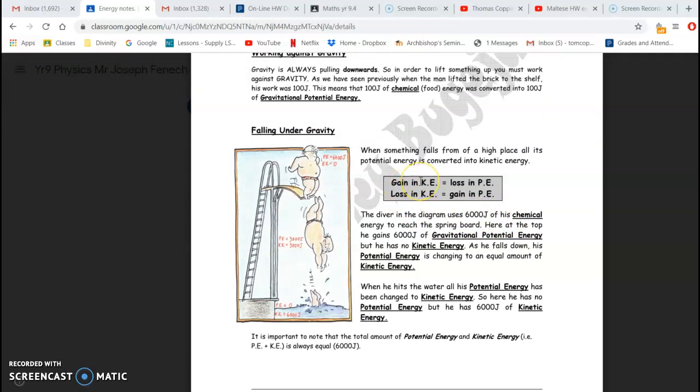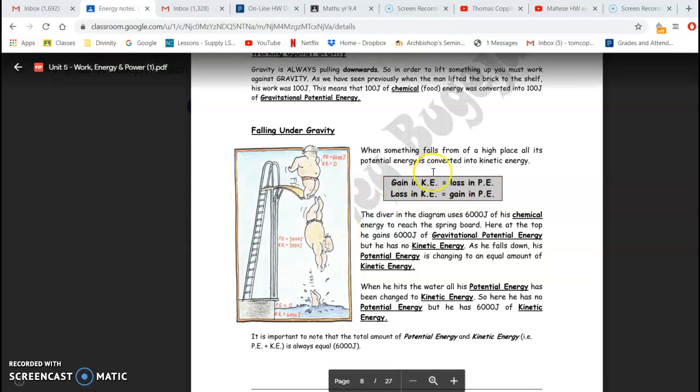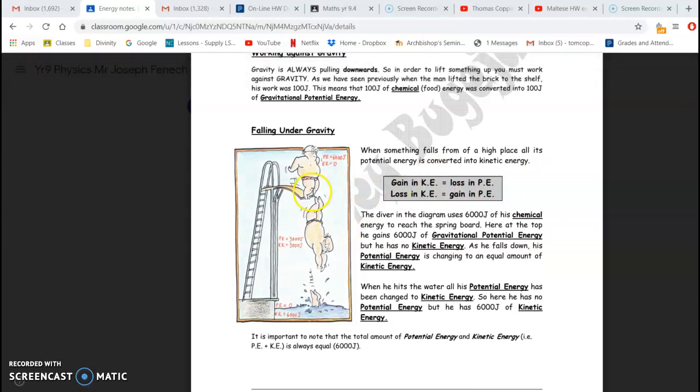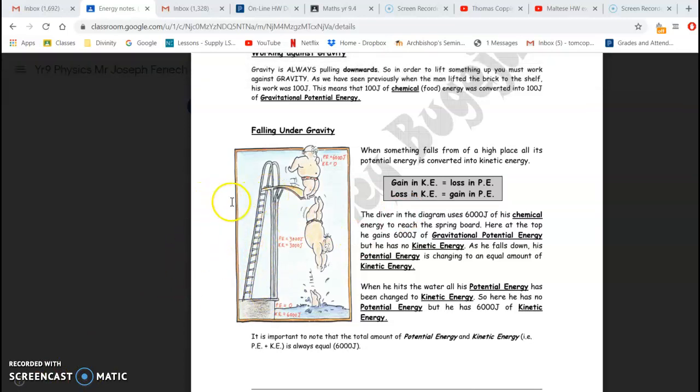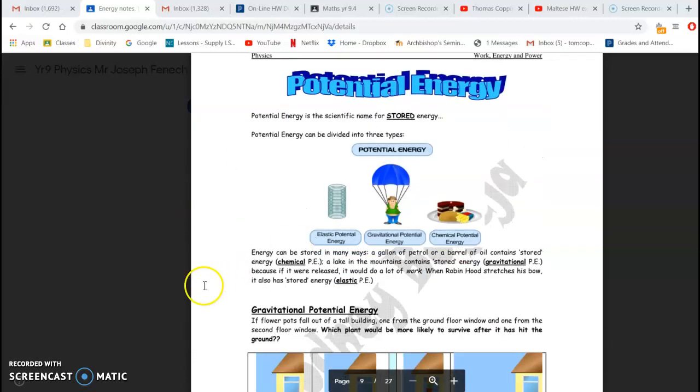So you can see that a gain in kinetic energy is a loss in potential energy, because when you jumped off, you gained kinetic energy and you lost potential energy because you're no longer standing in the same place. Then when you're falling, you lose kinetic energy and you gain potential energy. Wait, that doesn't make any sense. Let me go back. Basically what is happening here is that potential energy is changing to kinetic energy. That's basically it.